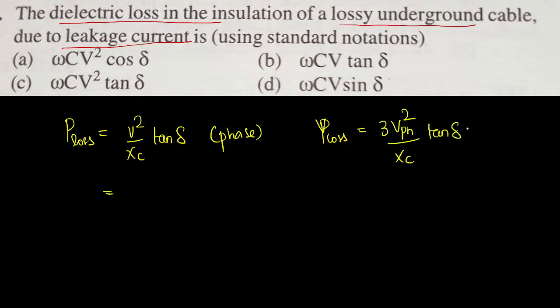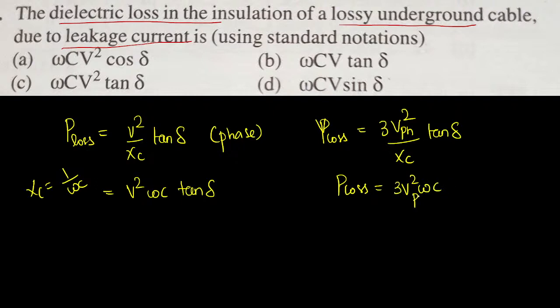Okay, fine, sir. From this, V square divided by Xc can be replaced by what? Magnitude of Xc equal to 1 by omega c. So that will be V square omega c into tan delta per phase. For 3 phase, it can be written as 3 times V square omega c, where V is the per phase voltage, into tan delta. Whereas that tan delta is considered as loss tangent.